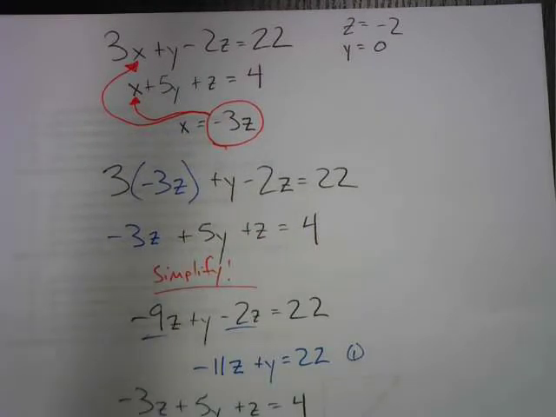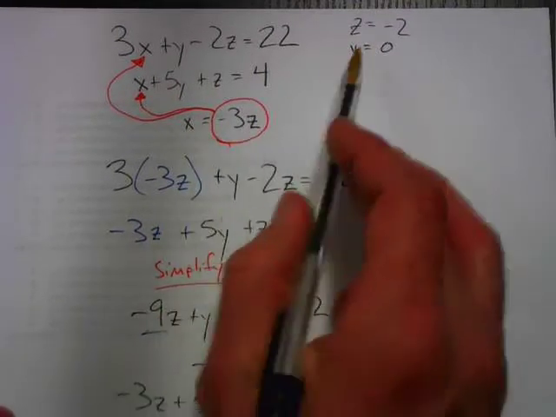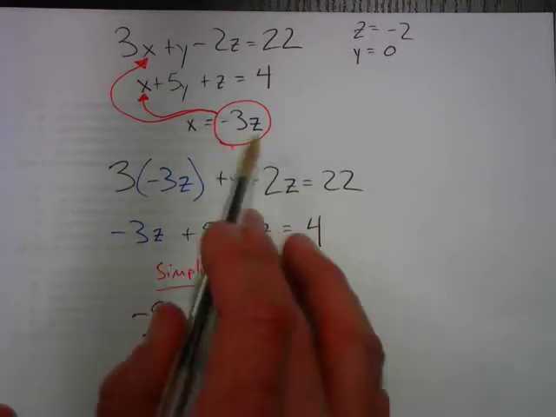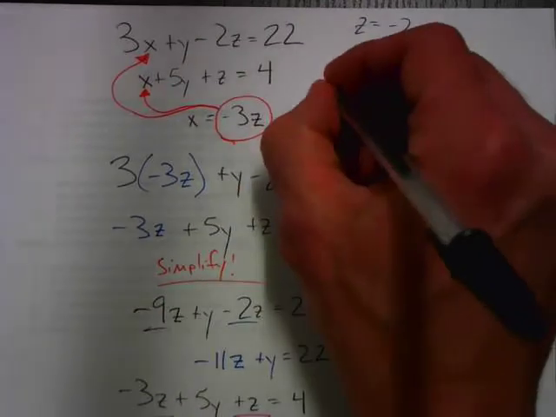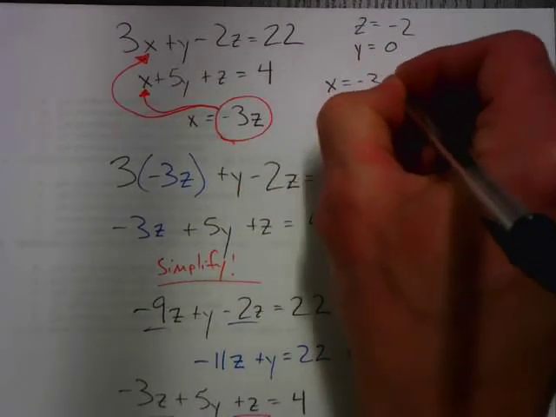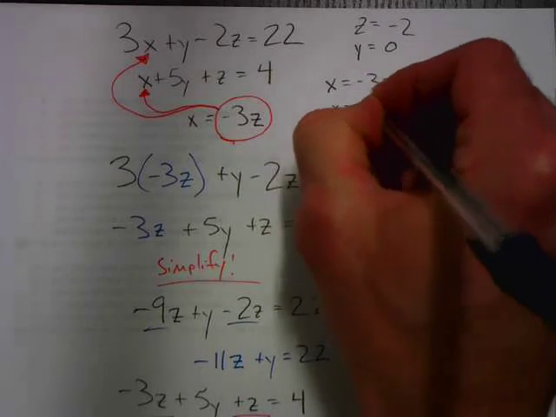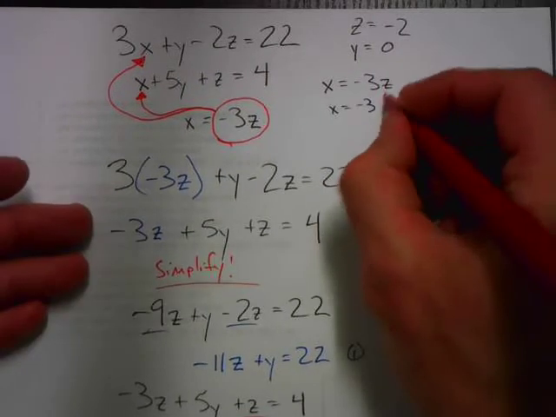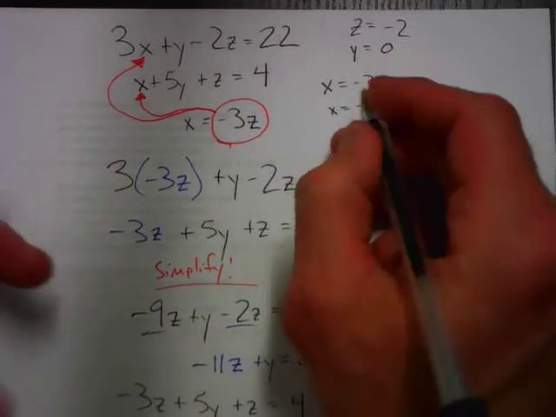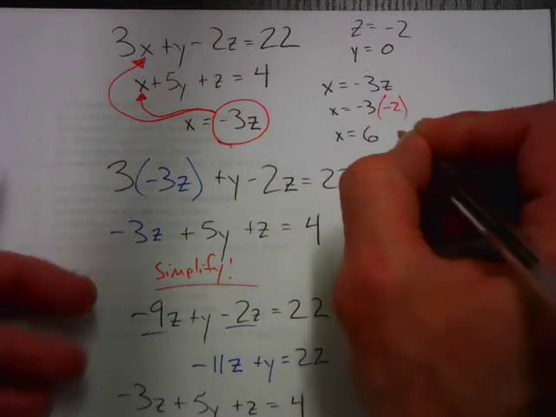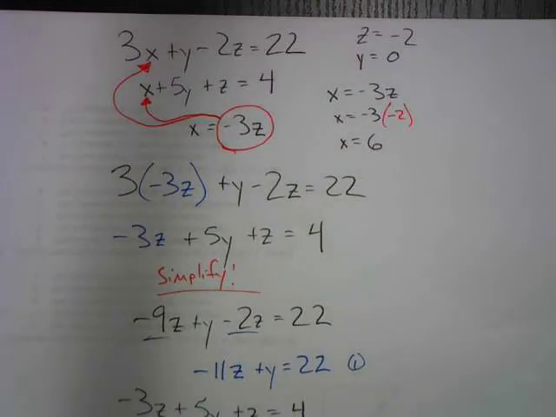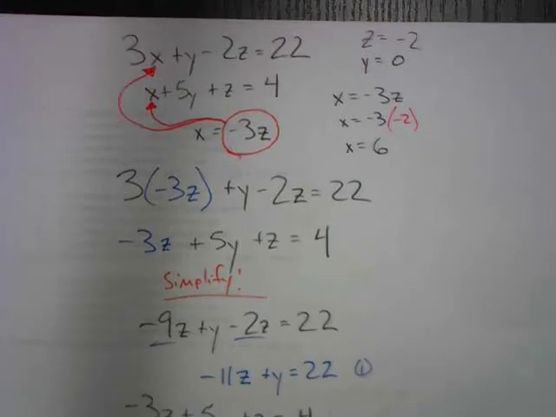So I have my y is equal to 0 and my z is equal to negative 2. I'm going to plug in z here and find x. So I have x equals negative 3z, but I know that z is equal to negative 2. And then I have x equals positive 6. Are we done yet? Well, no. Remember, we have to check our answers. So let's check them into each equation.